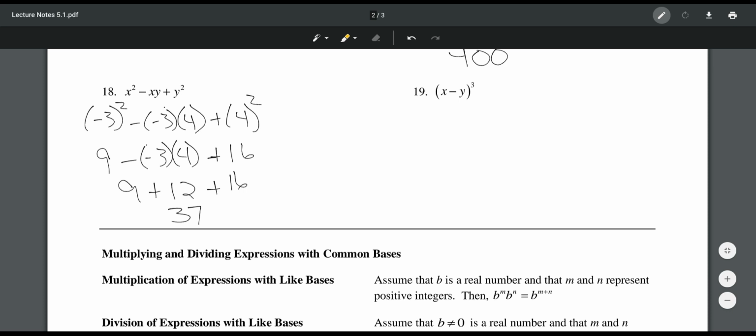Number 19, we're going to substitute negative 3n and positive 4n. I'm going to simplify that to negative 7, and then I'm going to raise negative 7 to the third power. So 3 negatives produce a negative outcome.